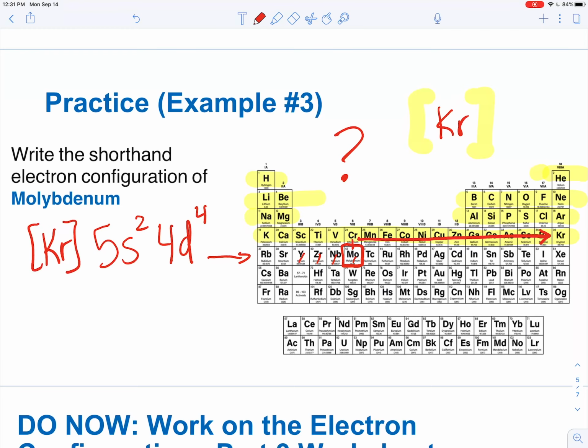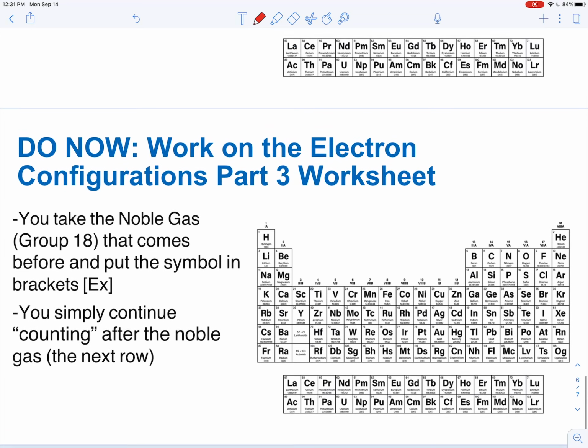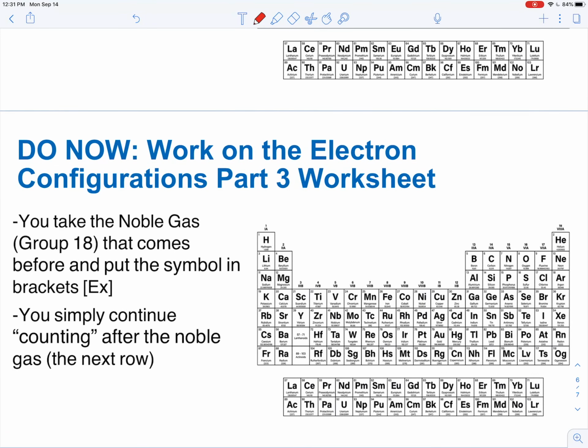And that's how you do the shorthand or noble gas configuration. Make sure you work on the practice worksheet that I posted. Again, here are these steps if you want to follow along. You want to take the noble gas that comes before, put that symbol in brackets, and then you're going to start counting from over here after that. Okay, so if you used argon, what comes after argon is the 4th row. You would start counting at 4s. All right, if you have any questions, feel free to ask me.